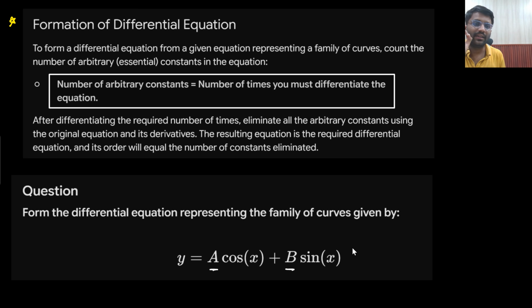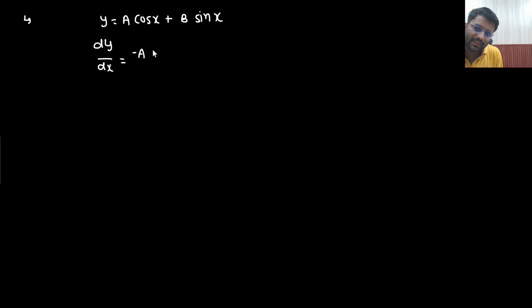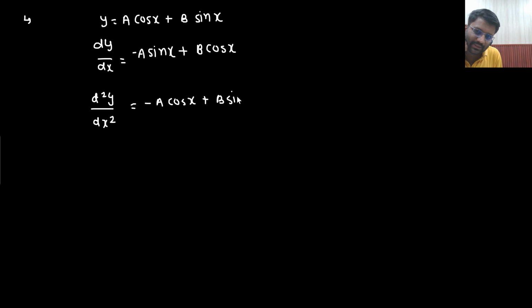So let's make the differential equation. y equals a cos x plus b sin x is given. 2 constants are there, so we will differentiate this twice. So what is dy by dx? dy by dx I am getting as minus a sin x plus b cos x. One more time I will differentiate, d2y by dx2. I will get minus a cos x plus b sin x. Right?